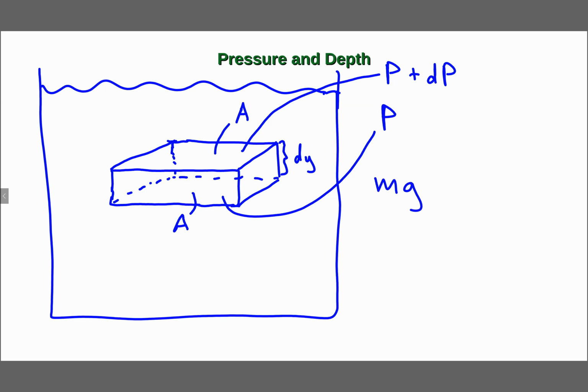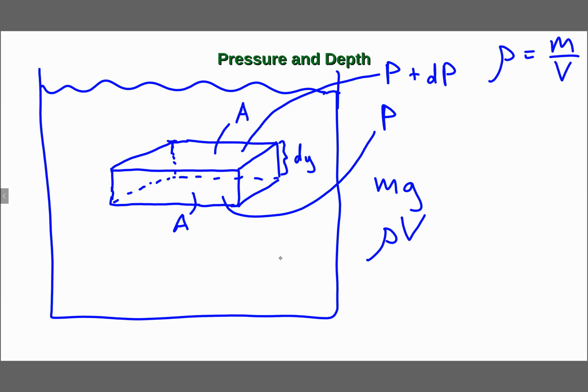Okay? But what is the m for the box, right? M for the box is the density of the fluid times the volume of the box, right? We said before that density equals mass over volume. So if I take the density of the fluid and multiply it by the volume of the little box, I'll get the mass of the fluid in the little box, okay?